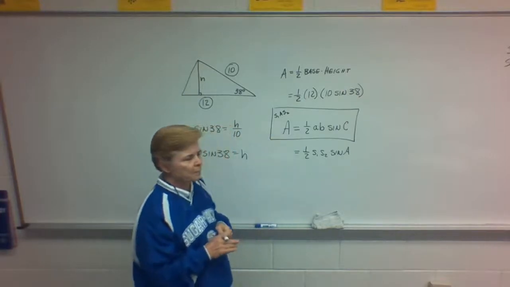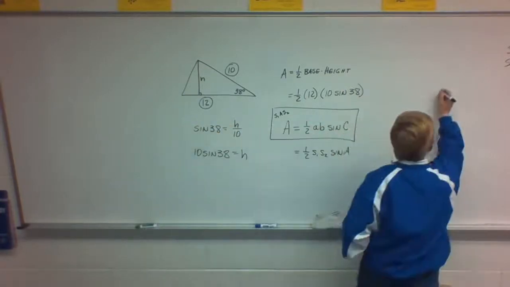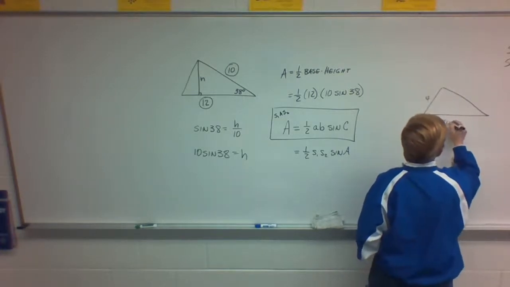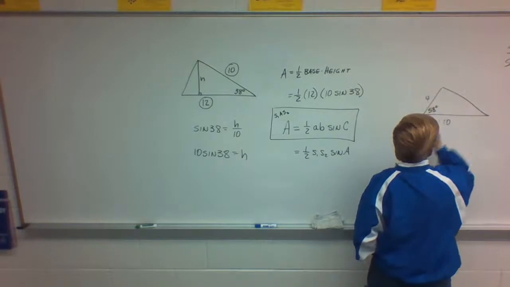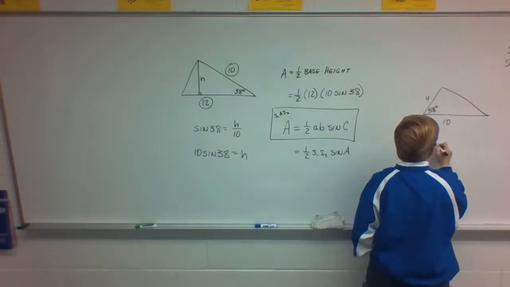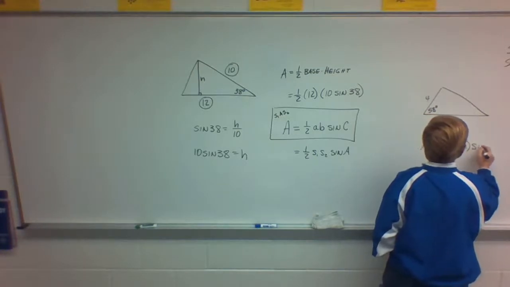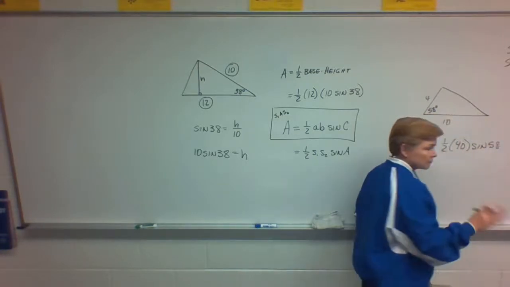So if I've got a triangle like this, and I know that this is 4, and this is 10, and this is 58, side angle side, I can say the area of that triangle is going to be 1/2, 40, sine 58. Done. That is the area.